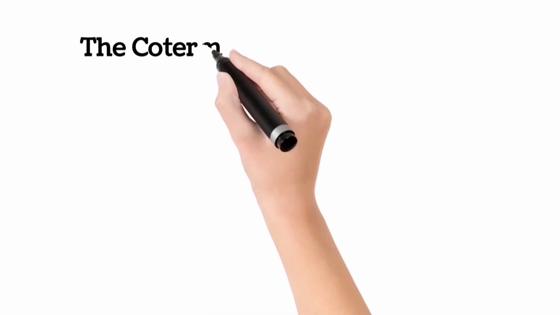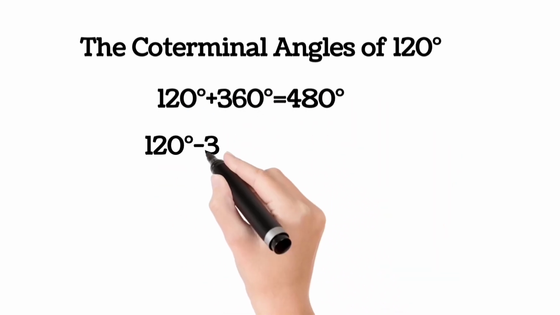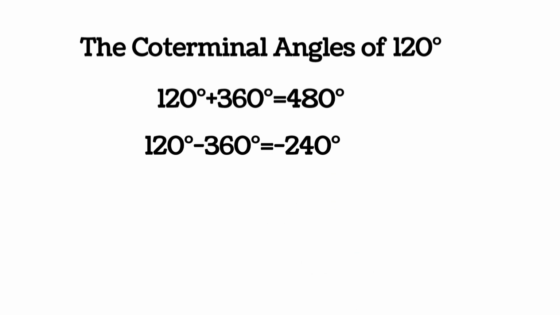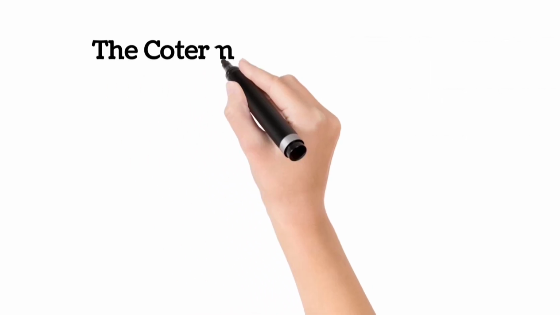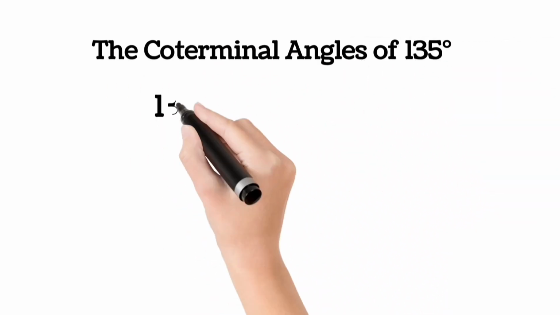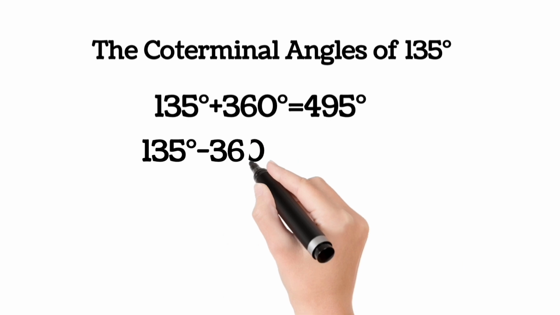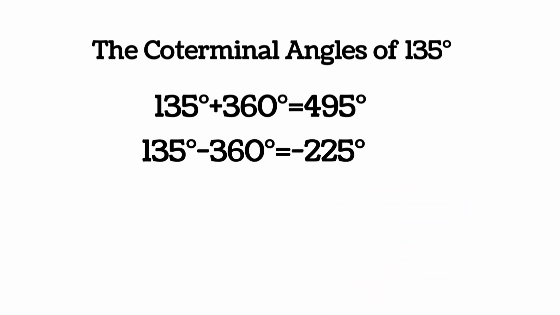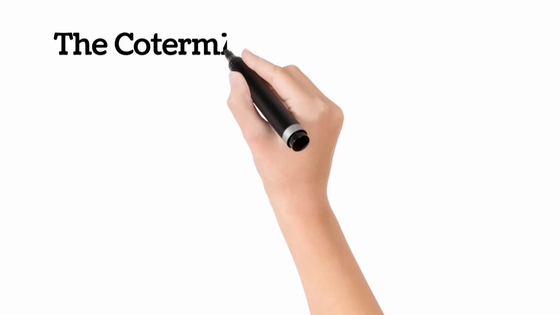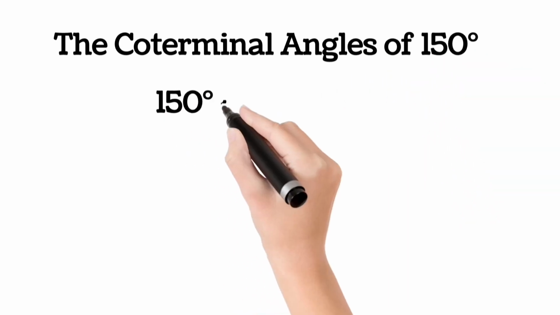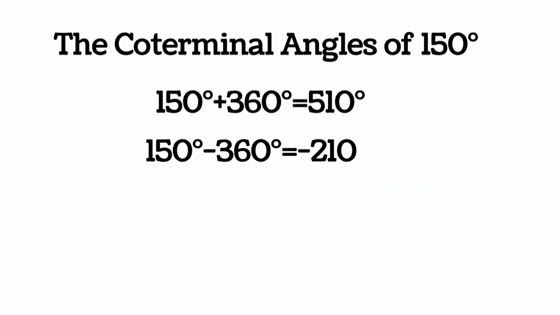The coterminal angles of 120 degrees are 120 degrees plus 360 degrees equals 480 degrees, and 120 degrees minus 360 degrees equals negative 240 degrees. The coterminal angles of 135 degrees are 135 degrees plus 360 degrees equals 495 degrees, and 135 degrees minus 360 degrees equals negative 225 degrees. The coterminal angles of 150 degrees are 150 degrees plus 360 degrees equals 510 degrees, and 150 degrees minus 360 degrees equals negative 210 degrees.